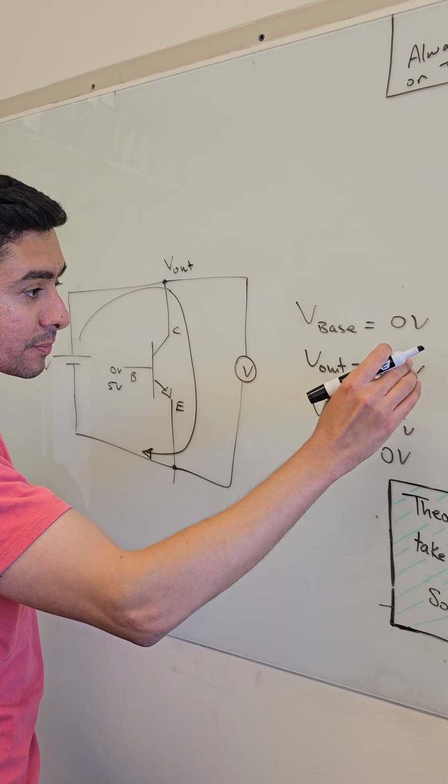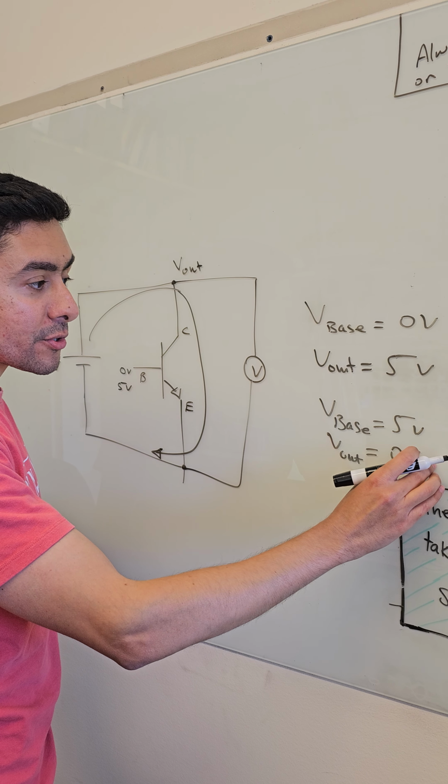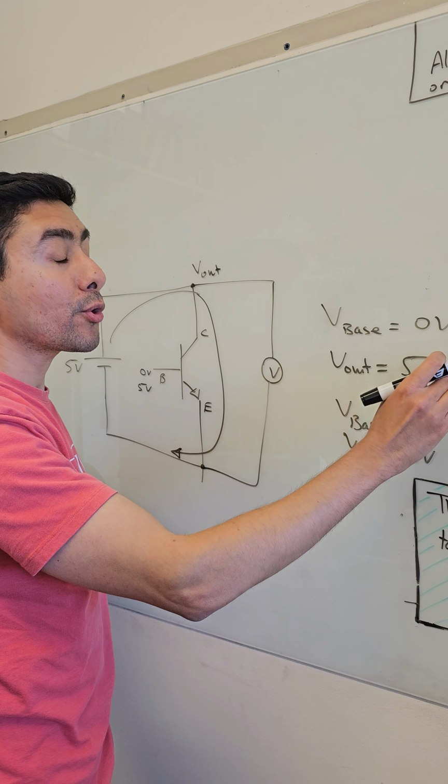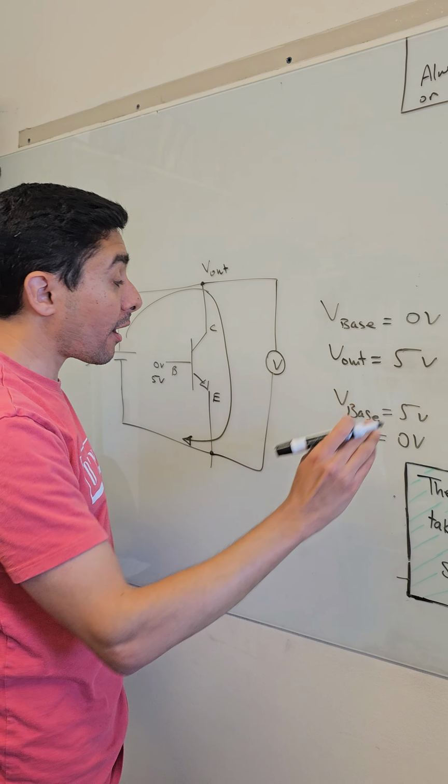So you put high voltage on the input, you get low voltage on the output. Or you put low voltage on the input, you get high voltage on the output. And this is called an inverter.